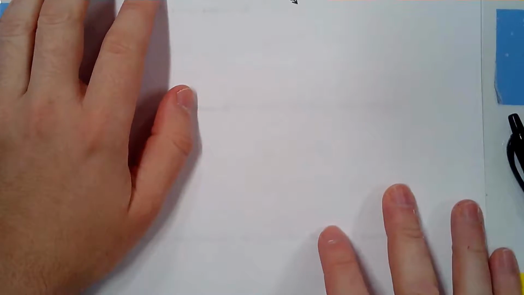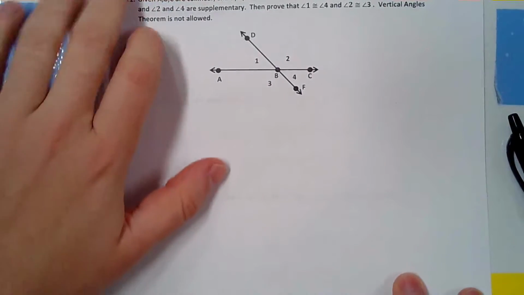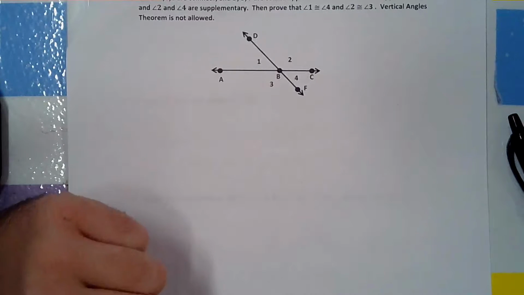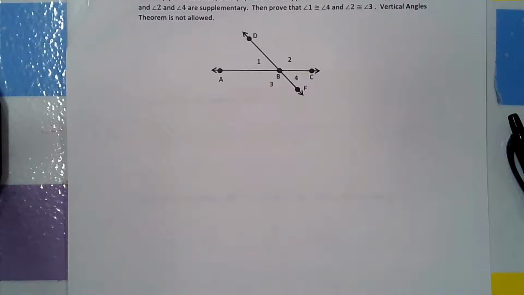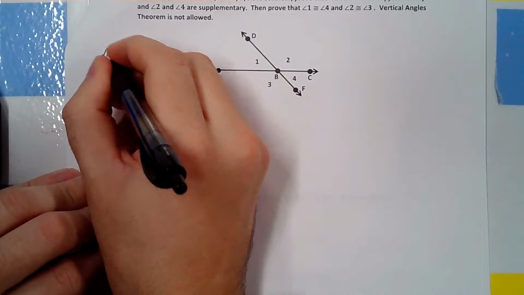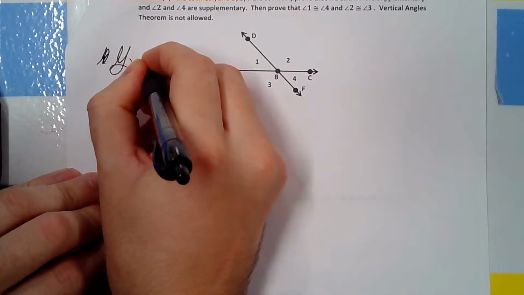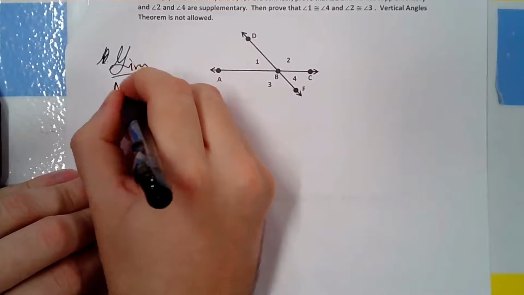11. They say A, B, and C are collinear, and D, B, and F are collinear. All that means is the points are on what? The same line, which means DBF and ABC must be lines. So first, let's write what we're given. Given, which starts with a G every day. Given ABC collinear.